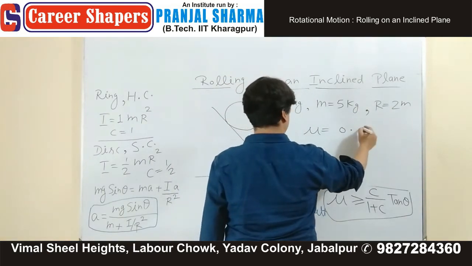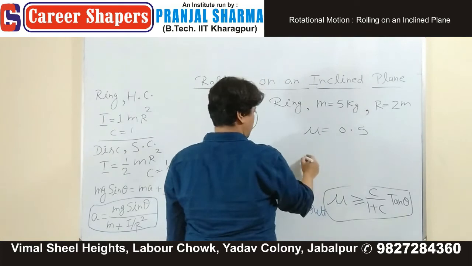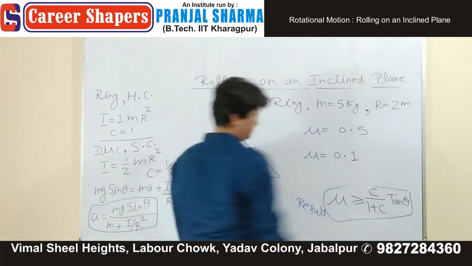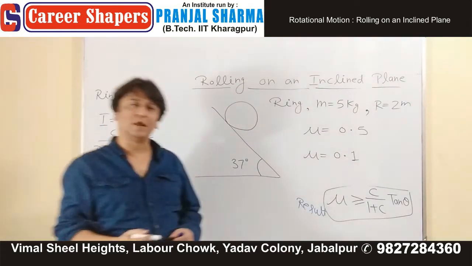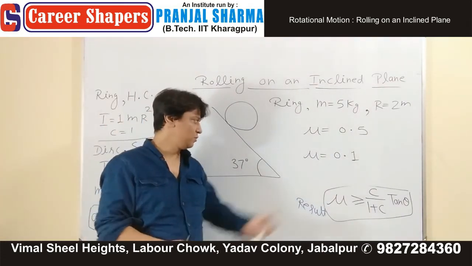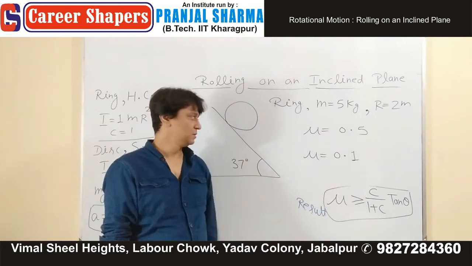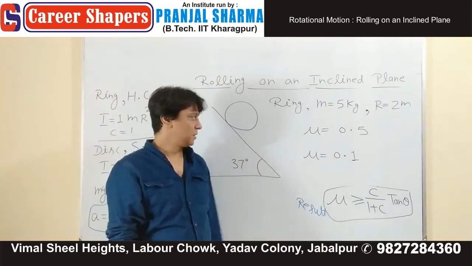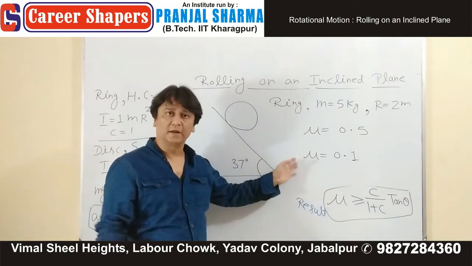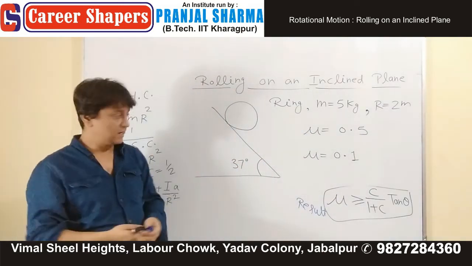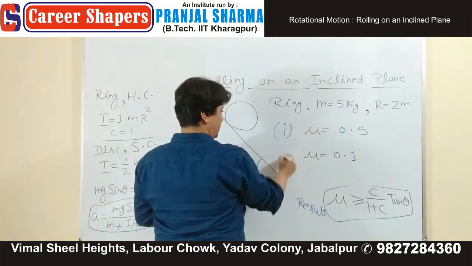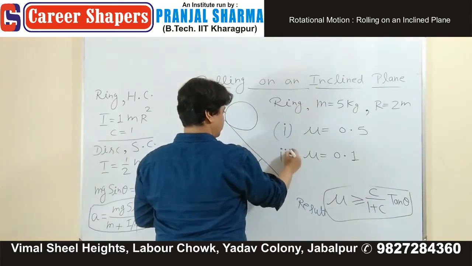First, let's take mu as 0.5, and the second case mu is 0.1. They have given us two values of mu, 0.5 and 0.1, for two different inclines. Not like one is static and the other kinetic. We have got two separate inclines. There are two questions, question number 1 and question number 2.